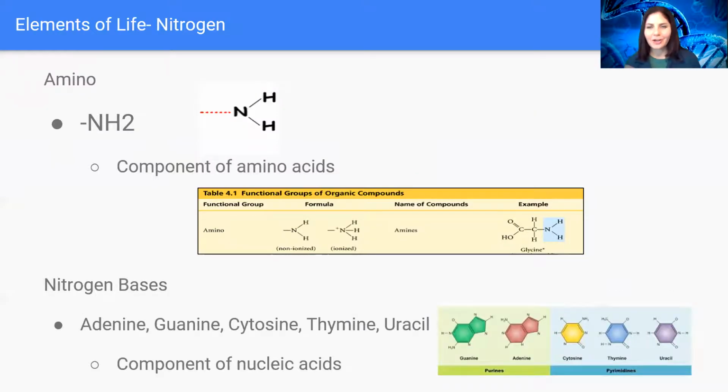So nitrogen has a couple of little functional groups. We have what we call an amino group. And if you guessed it, amino groups are found in amino acids, which are the building blocks of proteins. And they're composed of a nitrogen and 2 hydrogens. We also find nitrogen in our nitrogenous bases, or our nucleotide bases, that compose DNA and RNA. So we find them in adenine, guanine, cytosine, thymine, and if you're an RNA fan, in uracil.